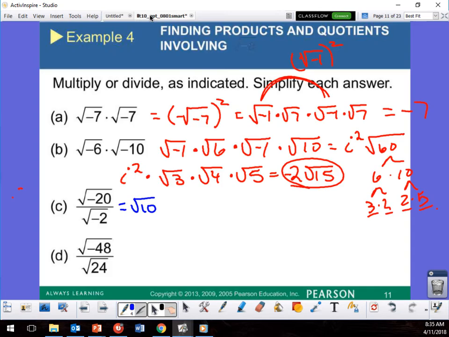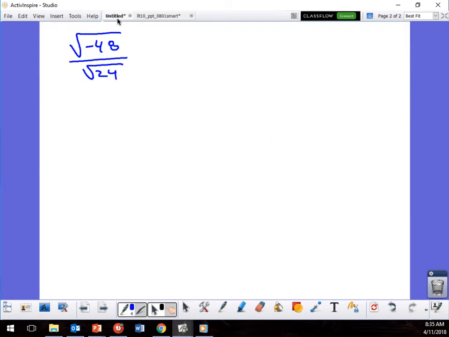Is that right? Okay. All right, so let's try this again. Put it all under one big radical, negative 48 over 24. Now, does 48 over 24 reduce? Yes. To what? 2 over 1.